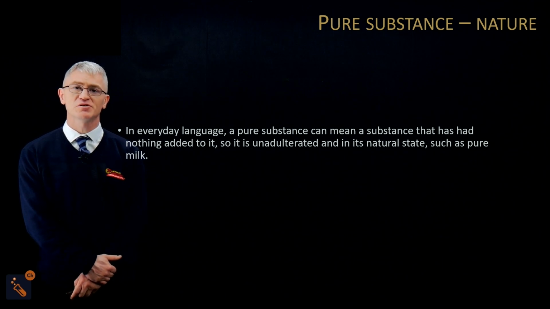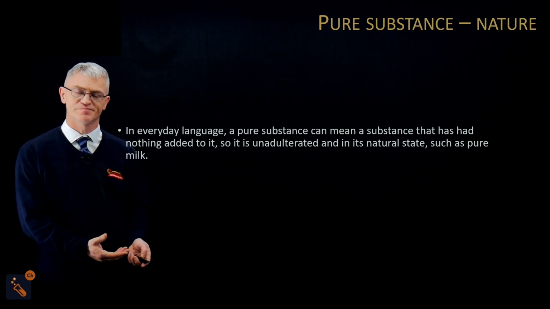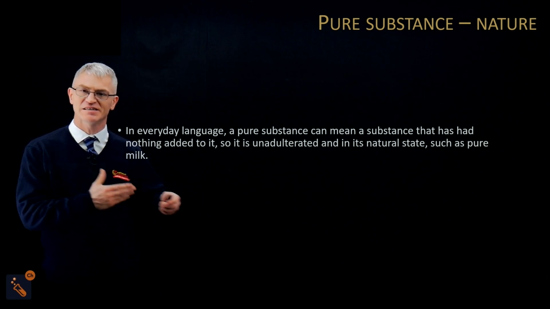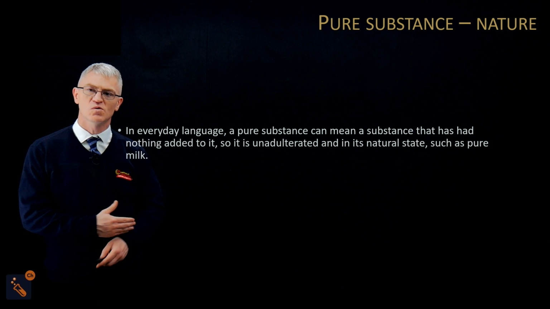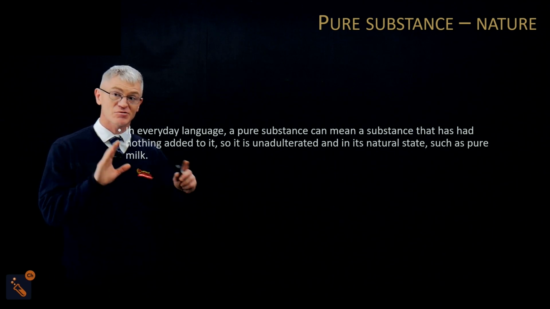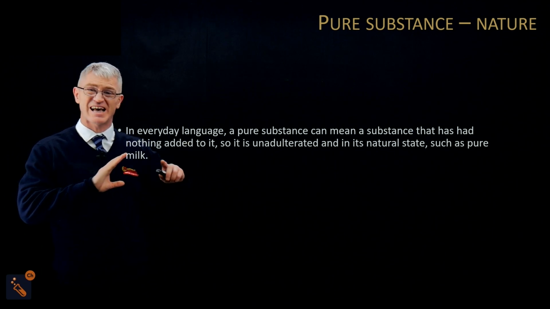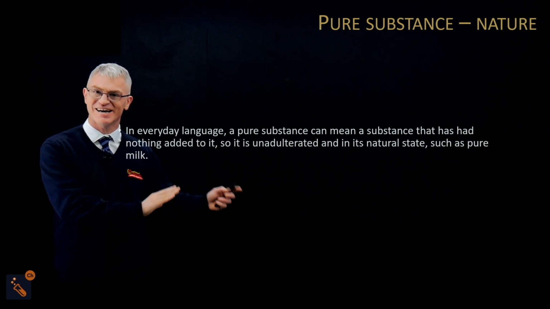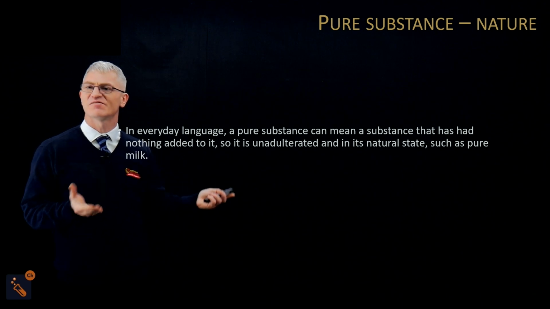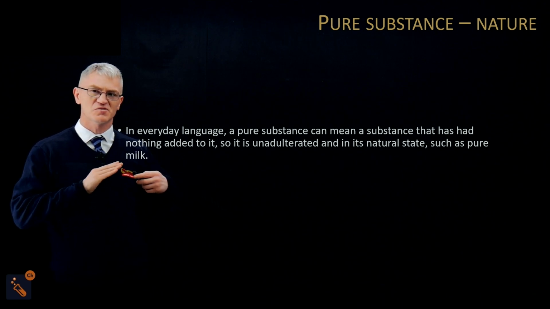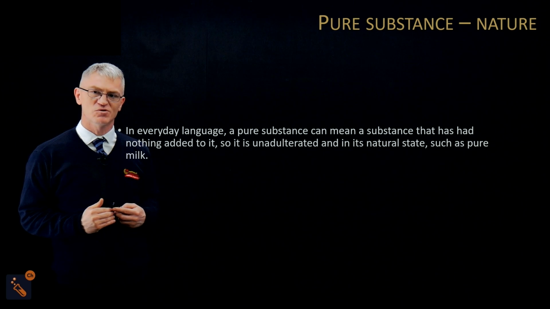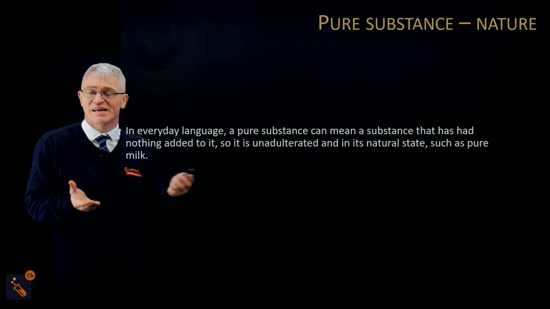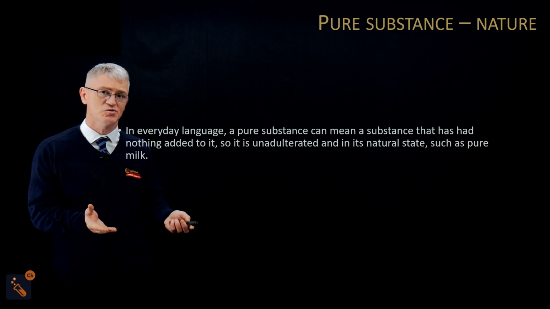Lastly, we're going to talk about pure substances, but in terms of nature. Remember, a pure substance in chemistry just has nothing added to it, and it's a compound, a molecule, or an element. Now, in everyday language, a pure substance just means it has nothing added to it. It's unadulterated. It's come out of somewhere in a natural state. For example, pure milk. A cow will have the milk taken out of it. It'll be milked, and you didn't add anything to that milk, and then that's a pure substance.